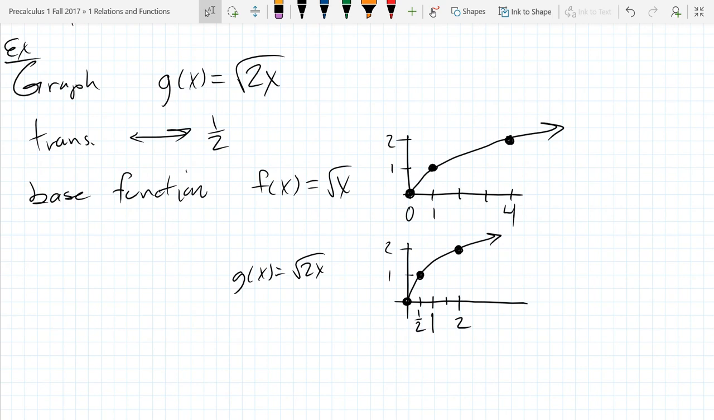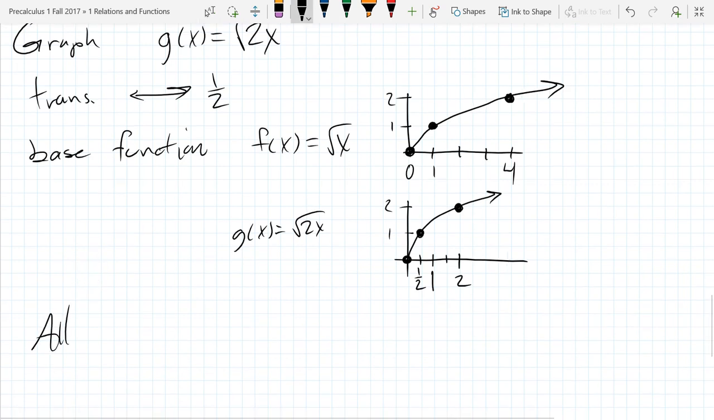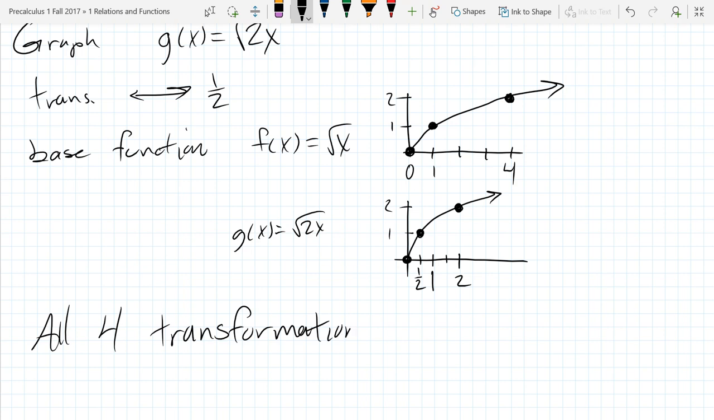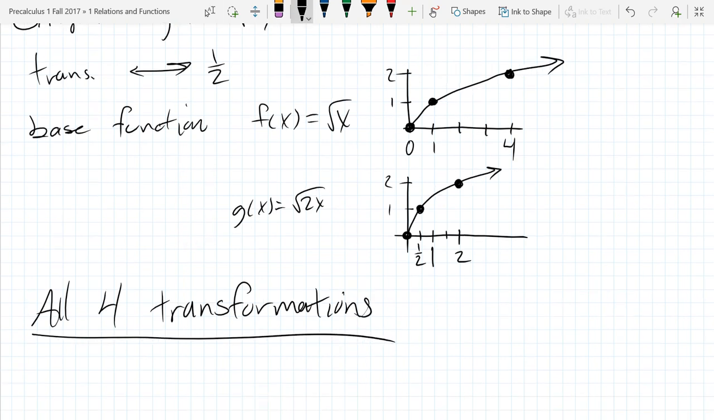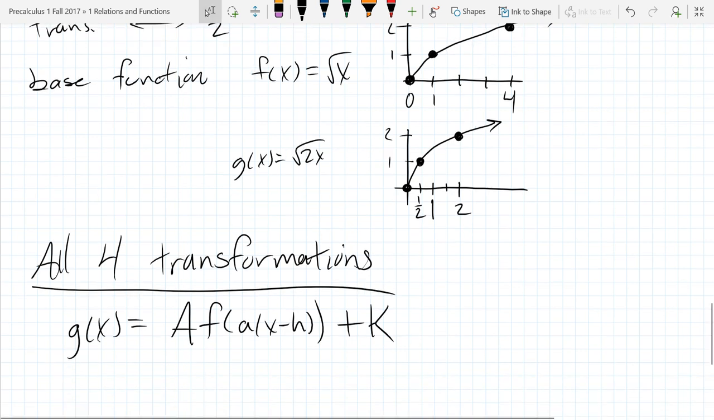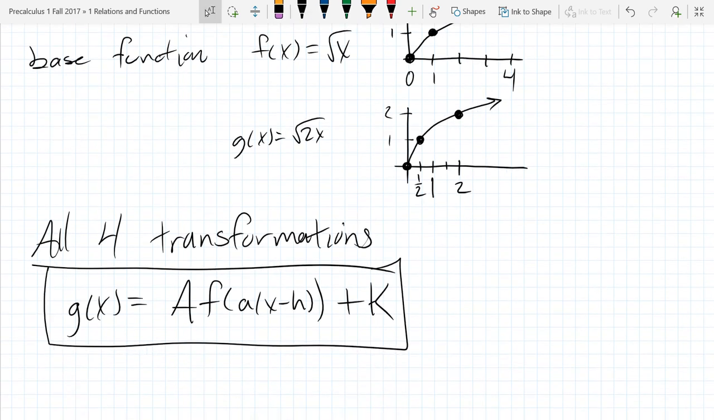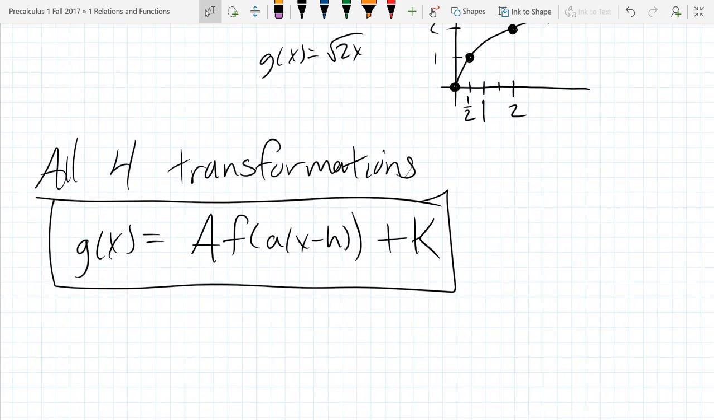So now we're going to do the difficult part, which is put all the stretches together and then look at the order that we need to do them in. So I said all four stretches, but all four transformations. So if we write them all into one function, this is the form I want you to get the function into. Most of the work, really the only algebra you're mostly going to have to do is right inside here. We're going to factor out a on the inside of the function.